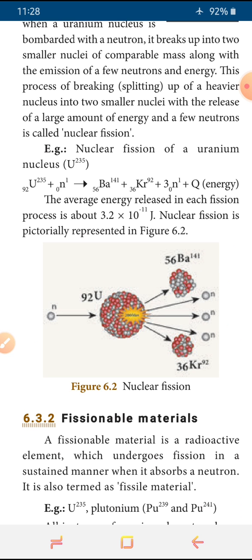Its counterpart is nuclear fusion, and we'll discuss that in the next class. In this we can't use all materials. Only a few materials, which have a huge nuclear mass, can be used for the process of nuclear fission.